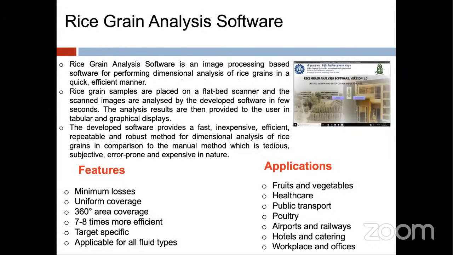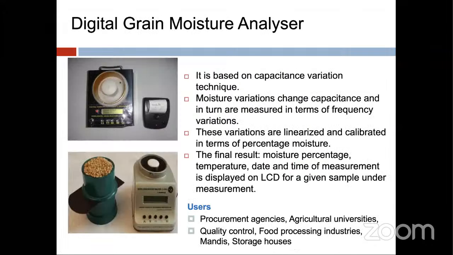Rice grain analysis, sometimes chote bade, because in export usually we face problems. So this is the rice grain analyzer. Through the software it will tell you the quality of the rice. The good rice will be separated and identified, and the bad rice or the broken pieces will be indicated, so you can remove them. Then digital grain moisture, this is good for farmers where the price of their commodities is highly dependent on the moisture content.